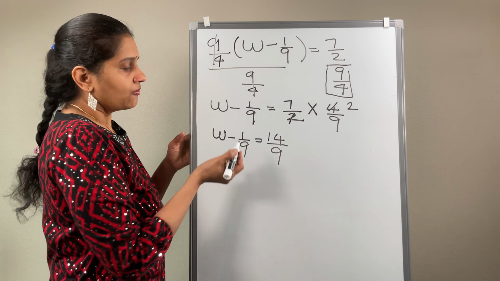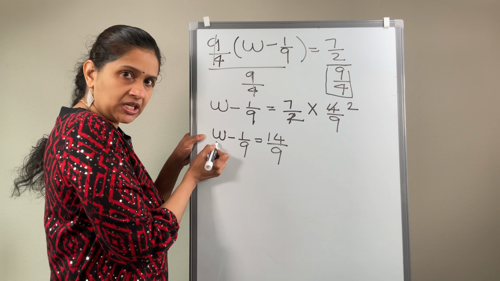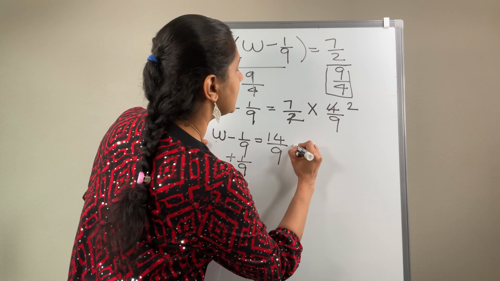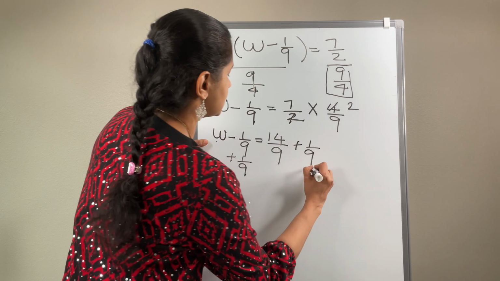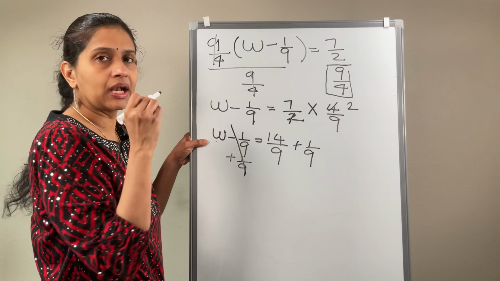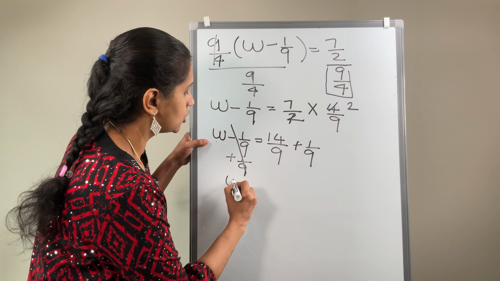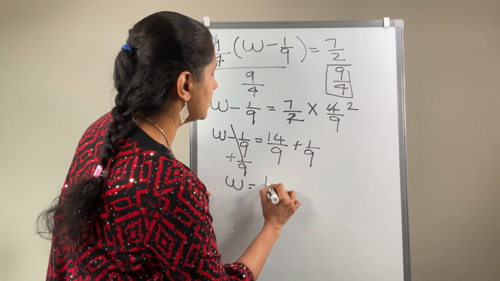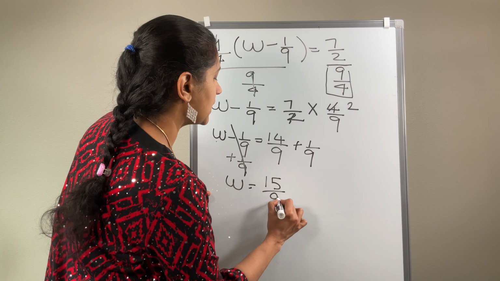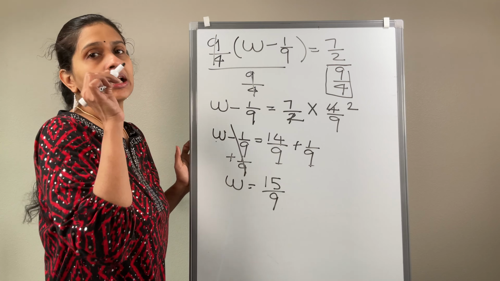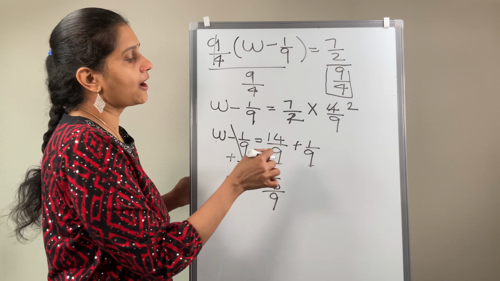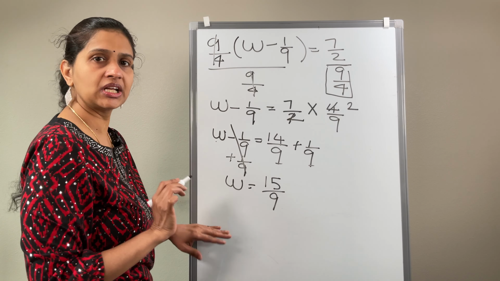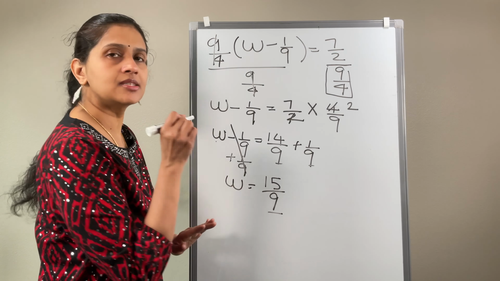Now next we have to isolate this variable w. For that I am adding plus 1 by 9 on both the sides. So this minus 1 by 9 plus 1 by 9 cancels. You will be left with the variable w, and 14 plus 1, it is 15 divided by 9. Since we have like denominators, we don't have to find the LCM, nothing needs to be done. Simply add, you can put it as 15 by 9. This is the fraction form.